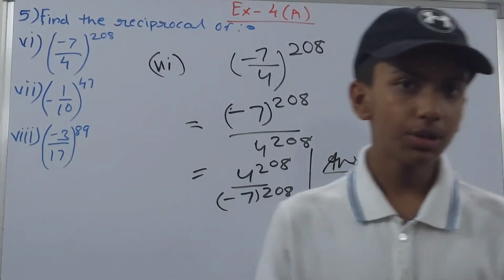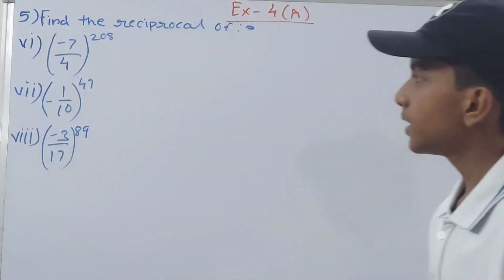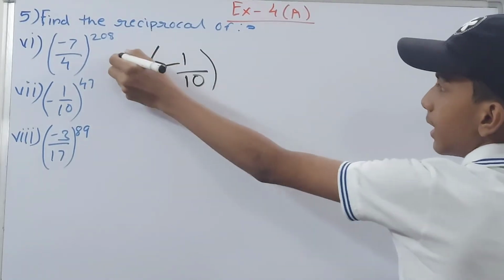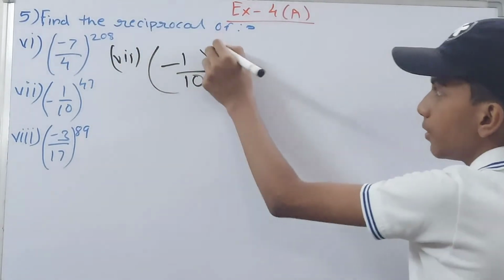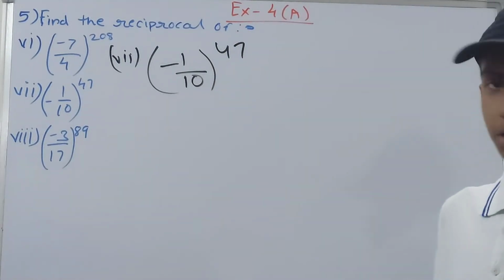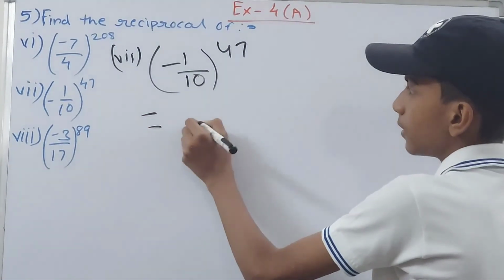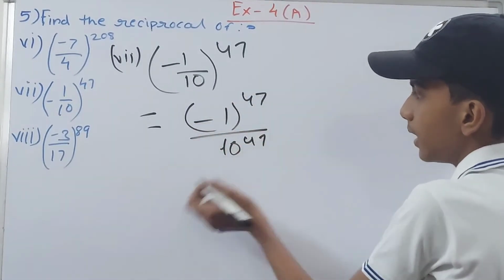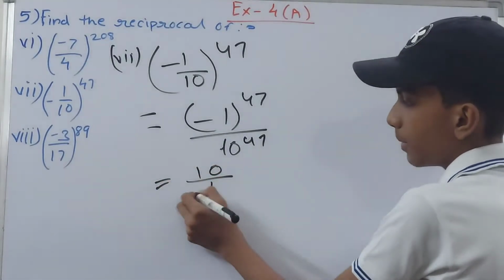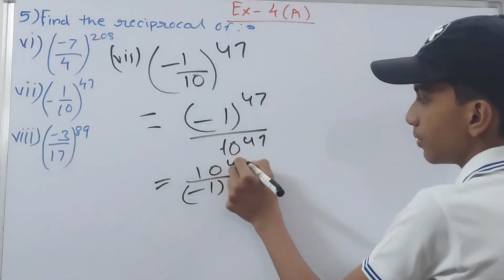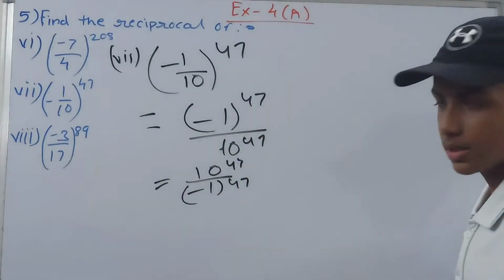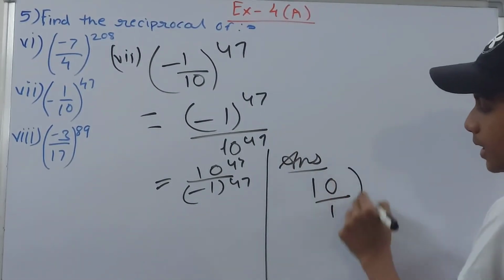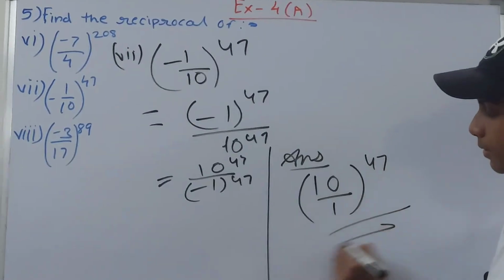Alright, now let's head on to the next part. In the seventh part of this question we have minus 1 upon 10 to the power 47. Again you can interchange this. First of all, minus 1 to the power 47 upon 10 to the power 47. So you'll have here 10 upon minus 1 to the power 47, and 10 also to the power 47. Now write it in one bracket just like we do. So our answer becomes 10 upon minus 1, in the brackets, to the power 47.